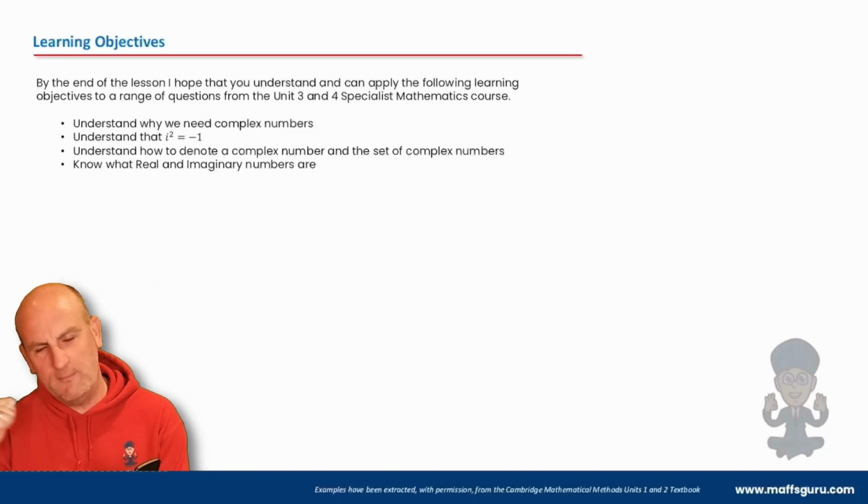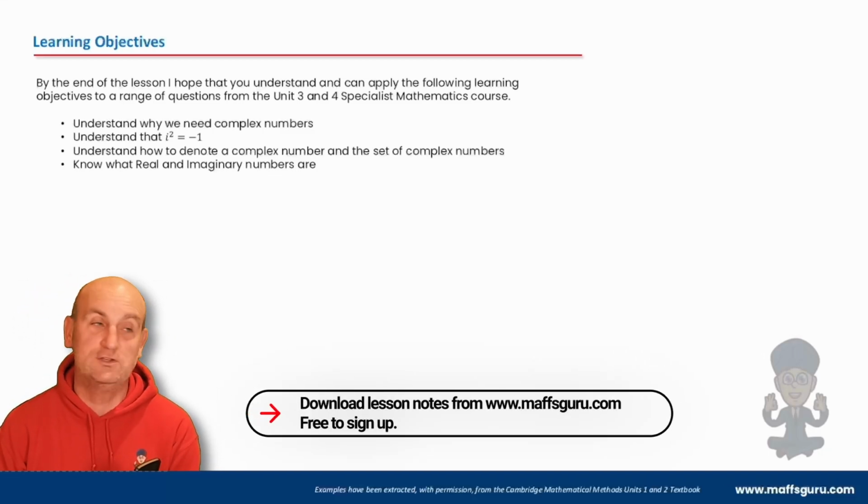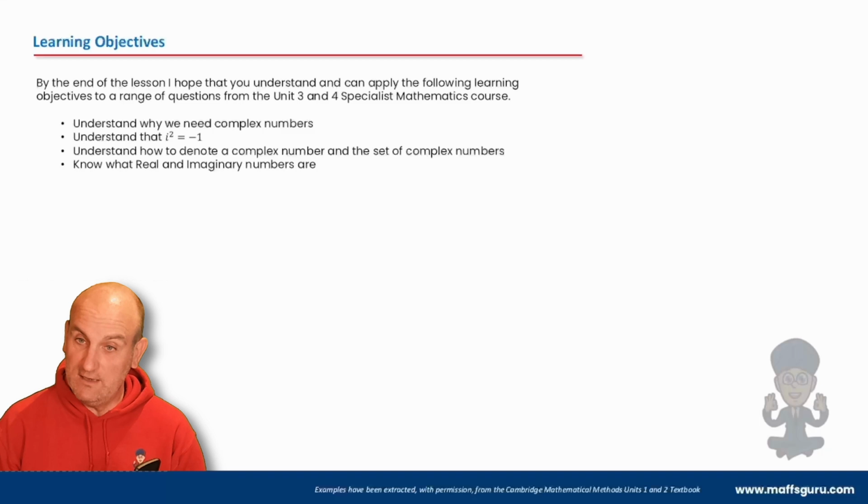Right, behind me are my learning objectives. What are we going to do? Understand why we need complex numbers? We don't. Finish, turn off, go home. No, I'm joking. Understand that i squared equals -1. Understand how to denote a complex number and the set of complex numbers, and know the difference between real and imaginary.